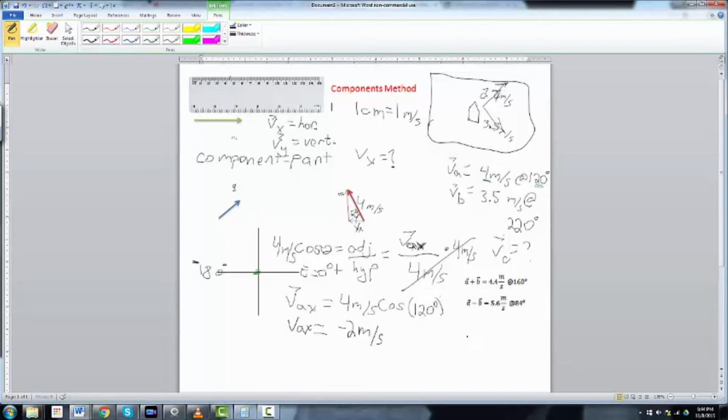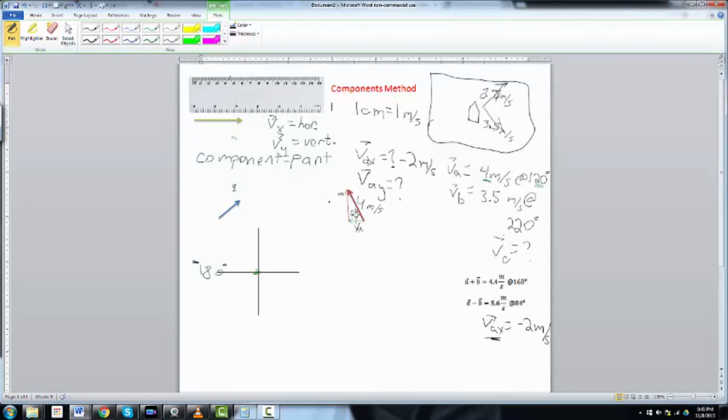Okay, so I'm going to just write this down over here. VAX, put the arrow on top, minus 2 meters per second. Now, the minus 2 tells me it's in the west direction because we're taking east to be positive. Now, let's find the VAY. If I'm trying to look for my VAY, that is the opposite side of my angle right here. So the opposite, and I know my hypotenuse. I could use the tangent function and use the negative 2 meters per second if I wanted, but I'm going to stick with my VAY and my hypotenuse.